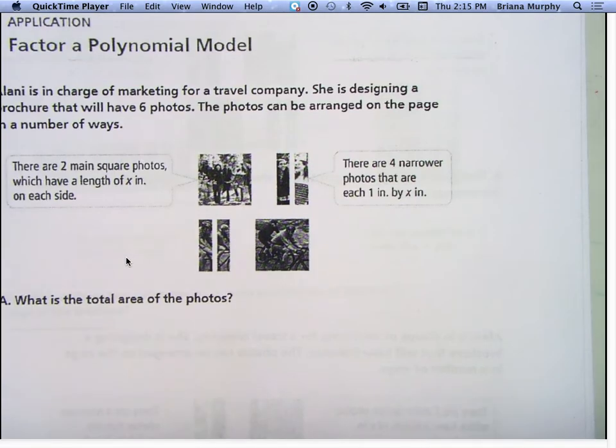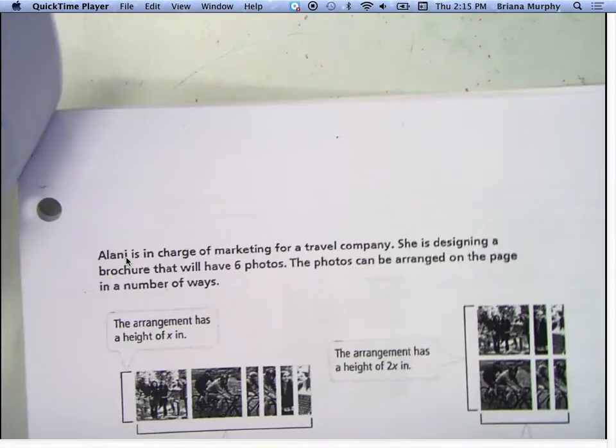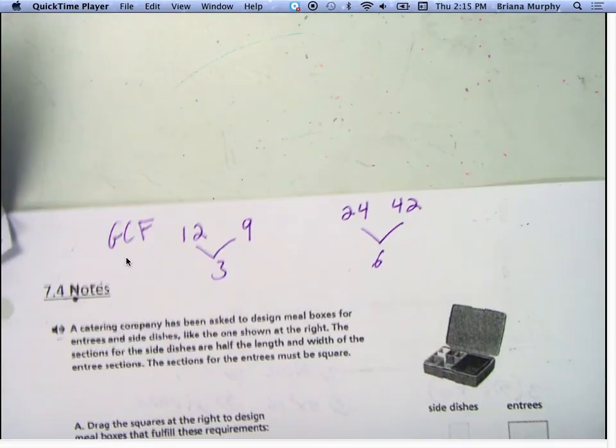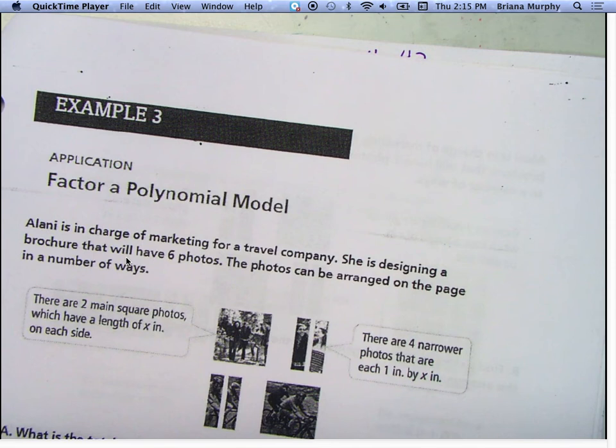You ready for a word problem? No. I hate work. All right. Should we have more practice first before we go to word problems? Yes. Want some more practice? Okay.